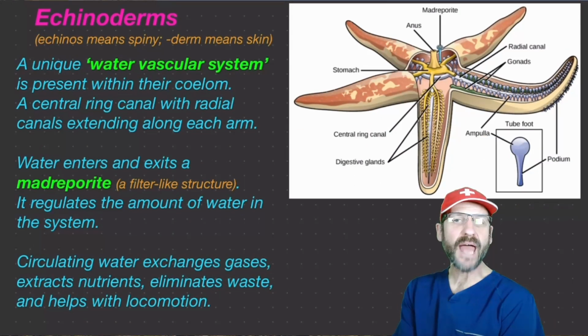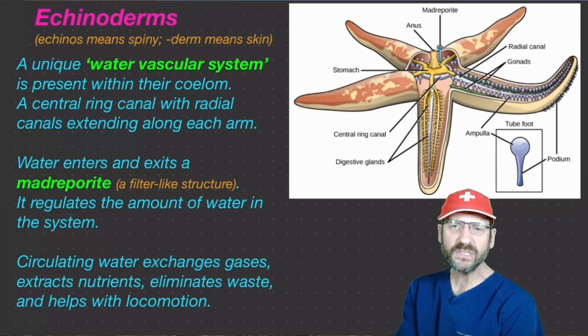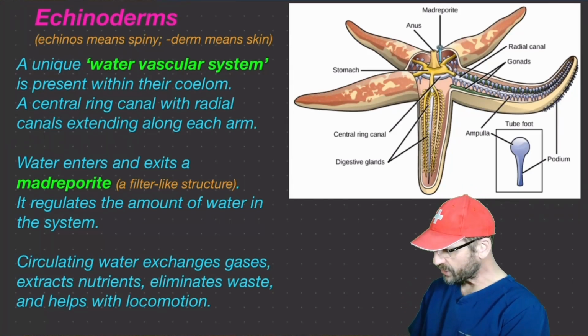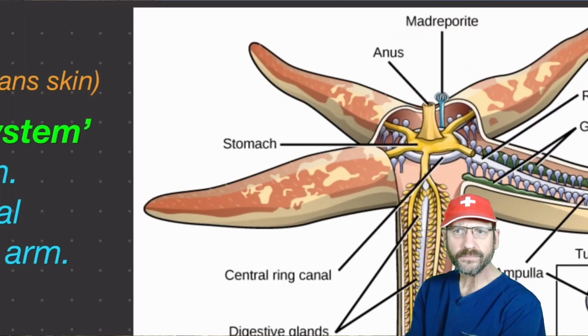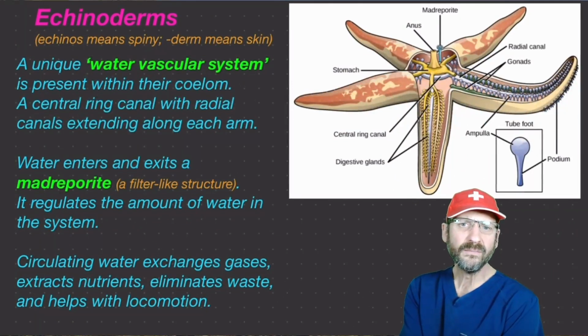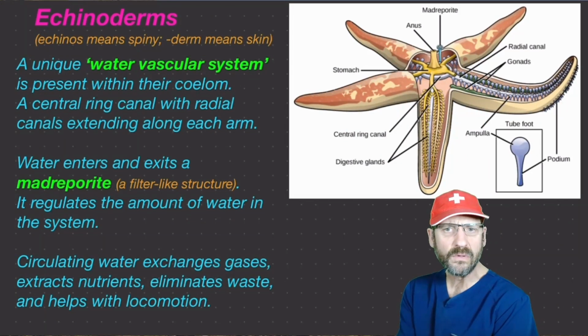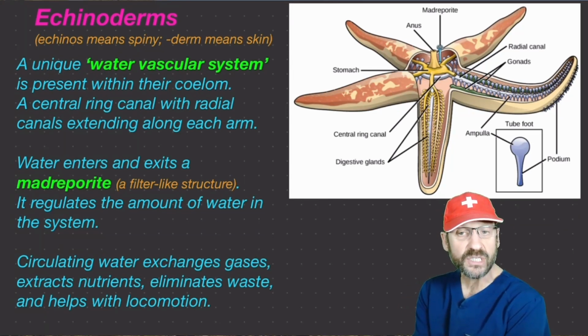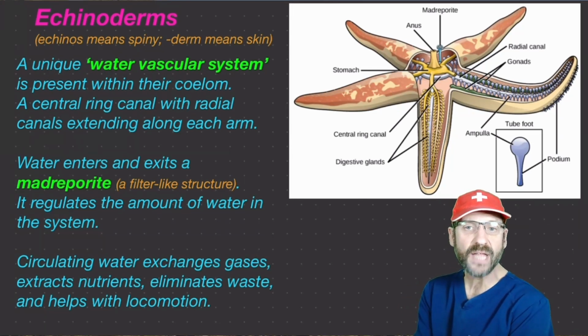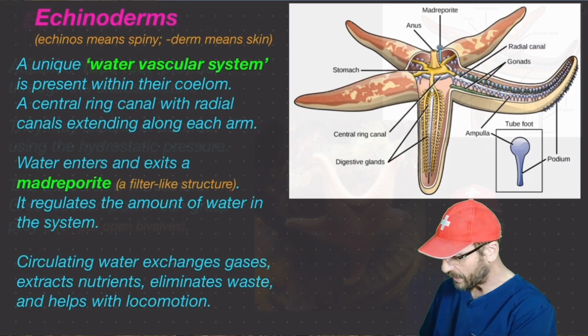Water enters and exits a madreporite, which is a filter-like structure. You can see that right here on top. It regulates the amount of water in the system. So circulating water exchanges gases, extracts nutrients, eliminates waste, and helps with locomotion as well.